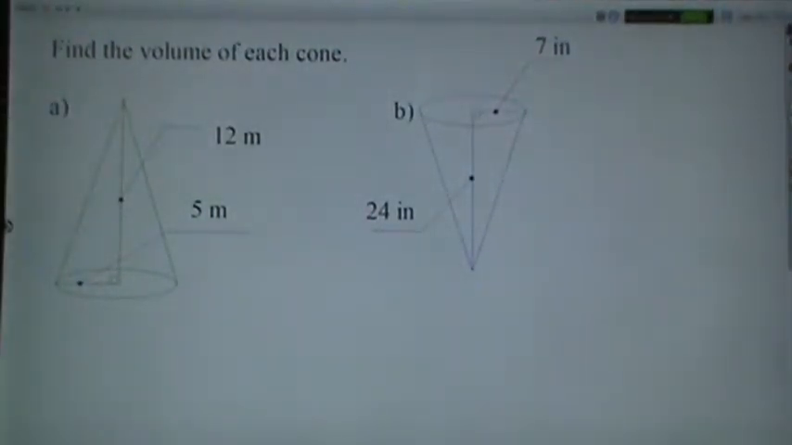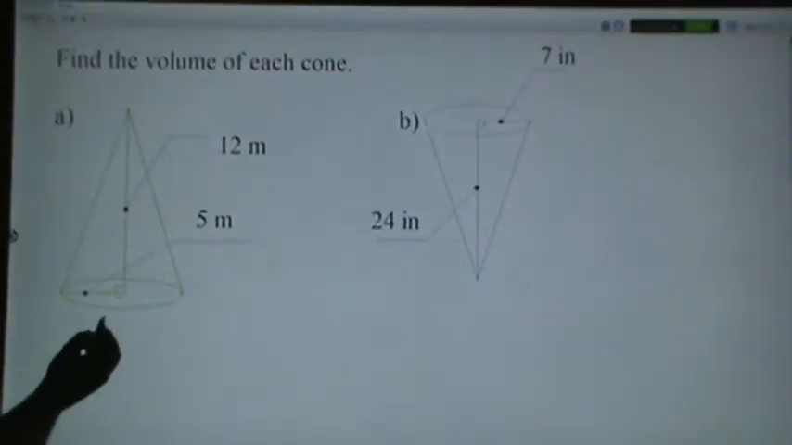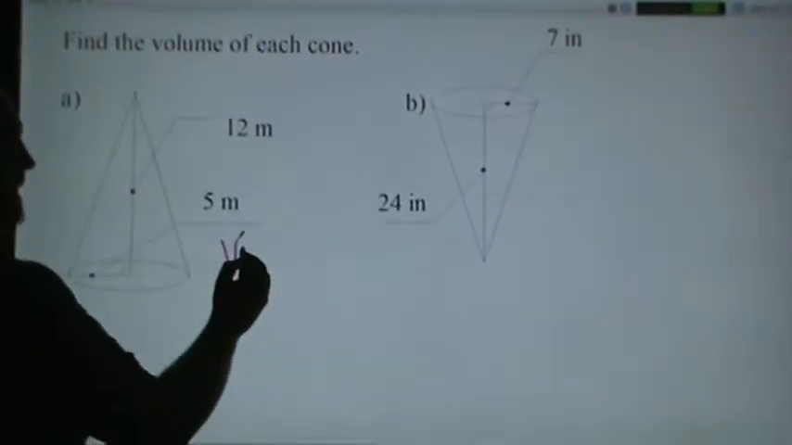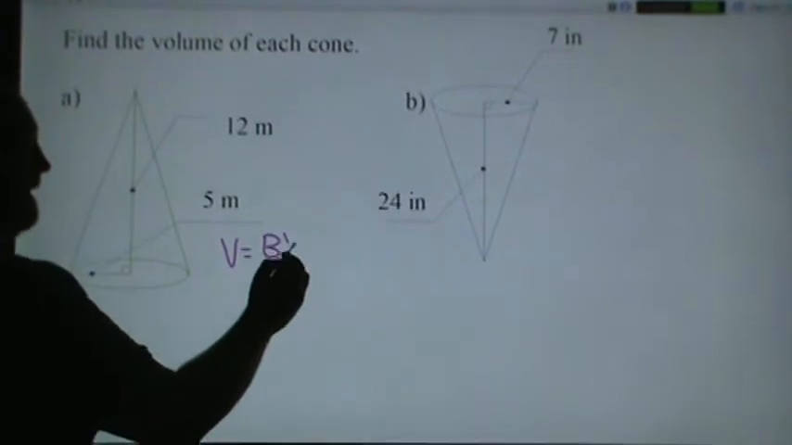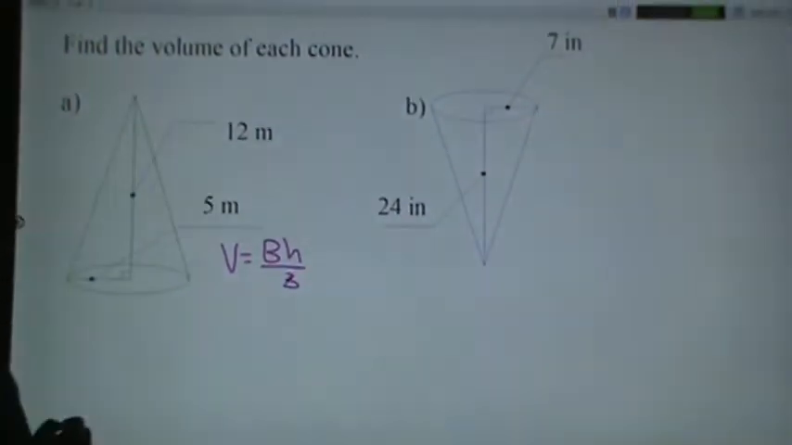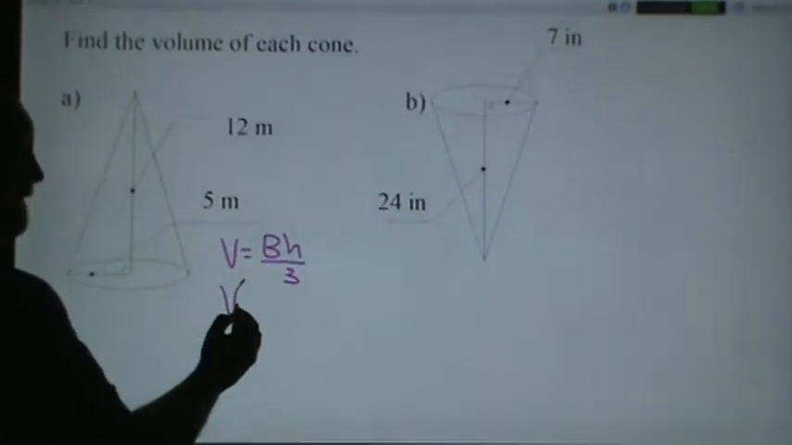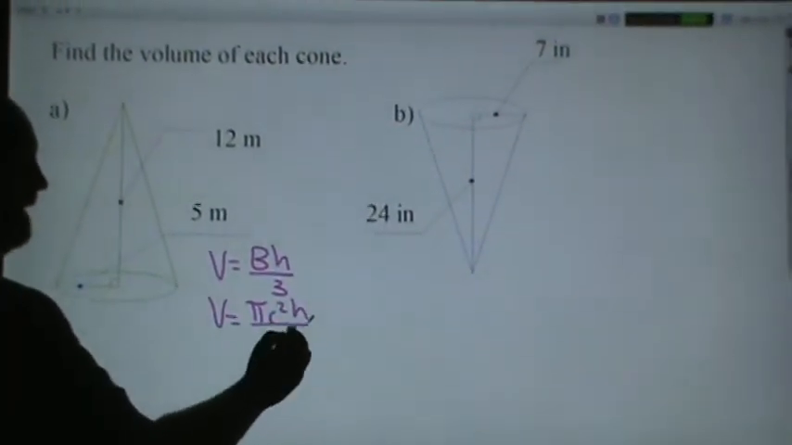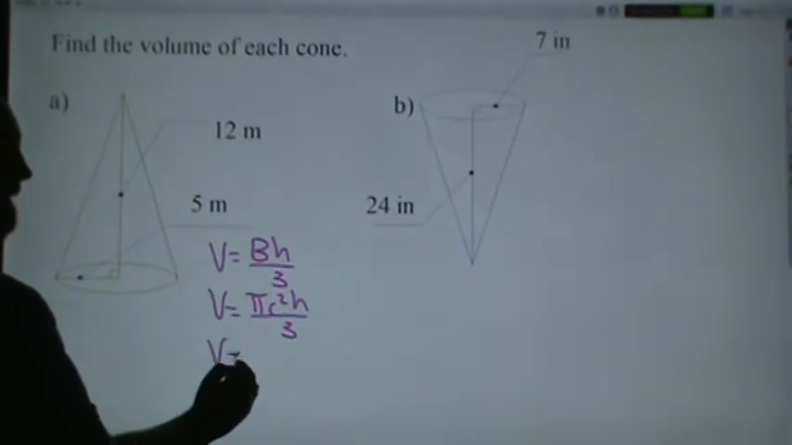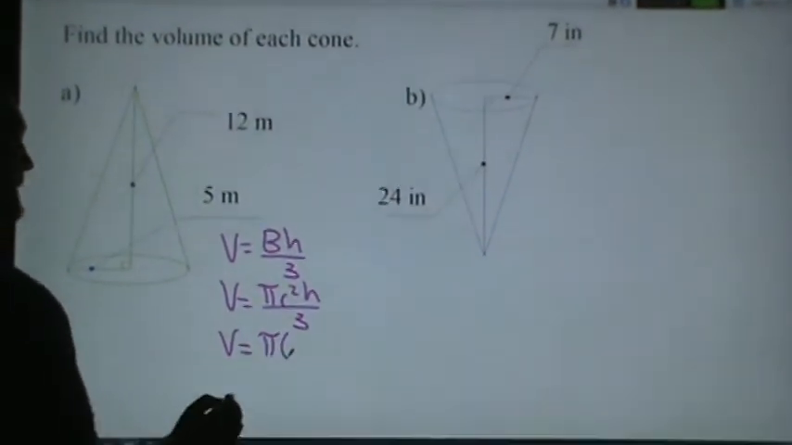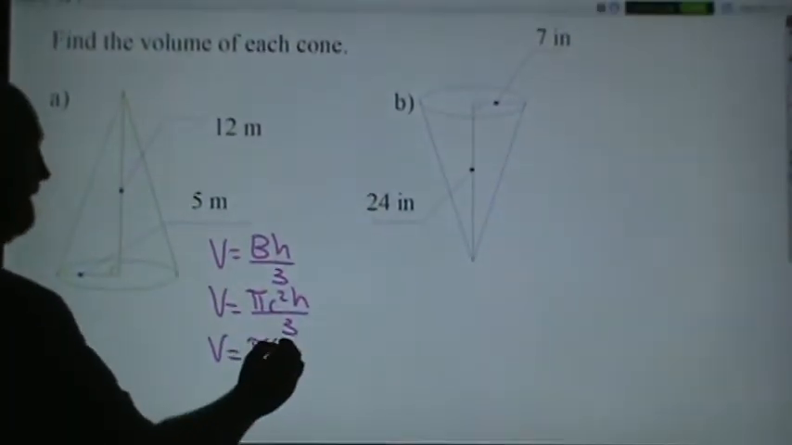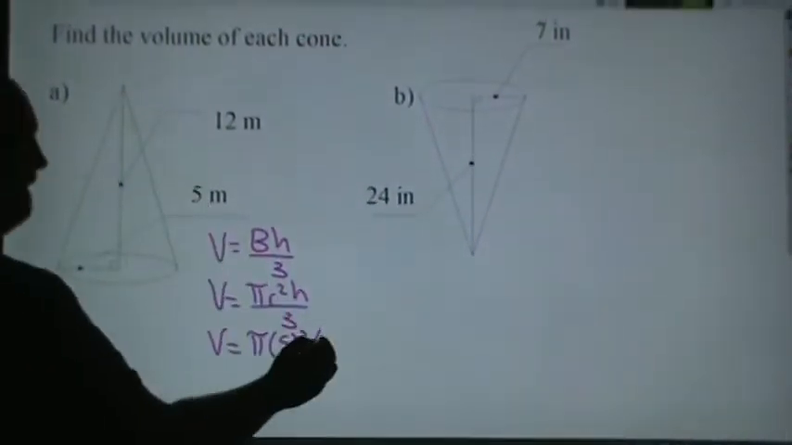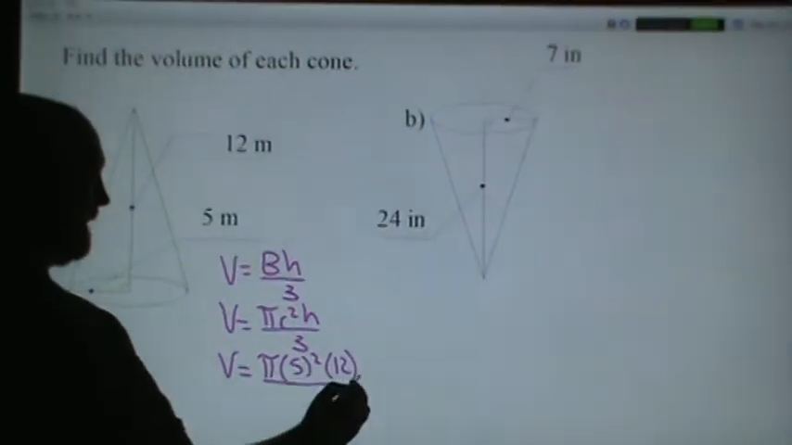Here we're asked to find the volume of a cone. And like I said, my general rule is count the bases. If you have one base, you're going to use volume equals area of the base times height divided by 3. So since we have a circle at the base, we're going to have pi r squared times height divided by 3. So volume equals pi times the radius is 5 squared times the height is 12 divided by 3.